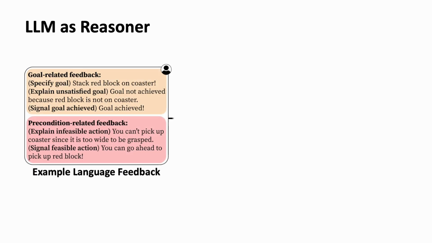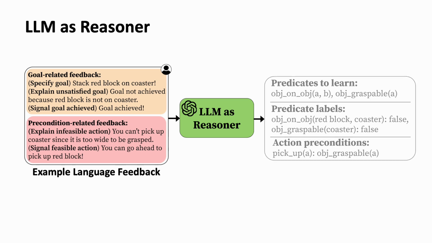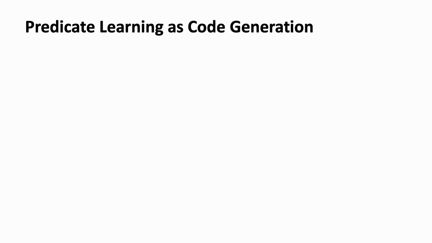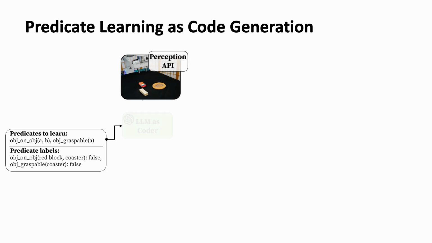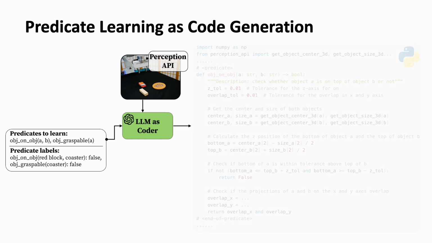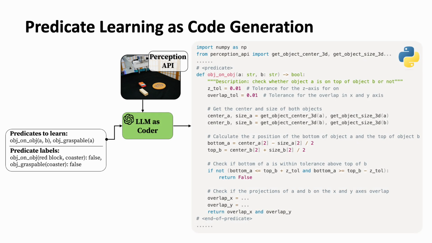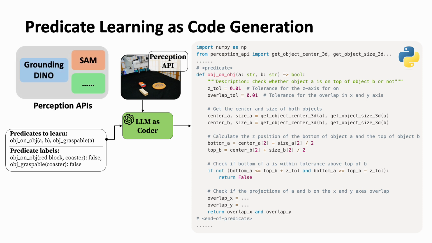The pipeline of InterPreT starts from leveraging GPT-4, a pre-trained large language model, to process language feedback. We identify the predicates to learn, extract predicate labels, and reason action preconditions. Then for each identified predicate, we generate its predicate function in Python using the prior knowledge of GPT-4 by composing low-level perception APIs with logical structures and arithmetic operations. We assume a known set of perception APIs that provide basic visual understanding abilities such as object detection and segmentation. Then such predicate functions can directly parse raw observations into symbolic states.